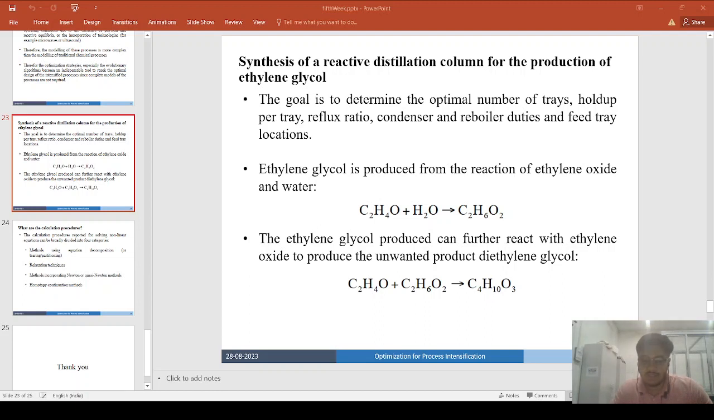You need to take account of the cost of the raw material, the feed rate of the material to a given tray, the cost of the steam, the cost of the cooling water, the condenser and the reboiler duties, and then there is also an annualizing factor involved. And you also need to take into account the cost of the installed column shell, trays, reboiler and condenser units. So all of these will come into the objective function.